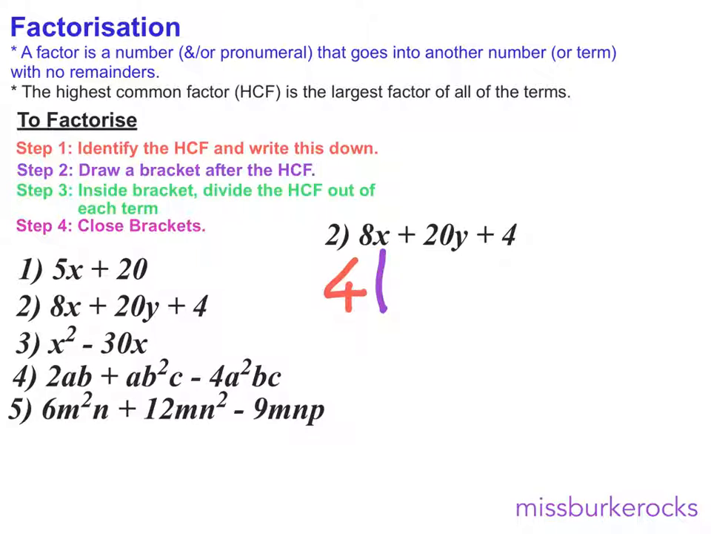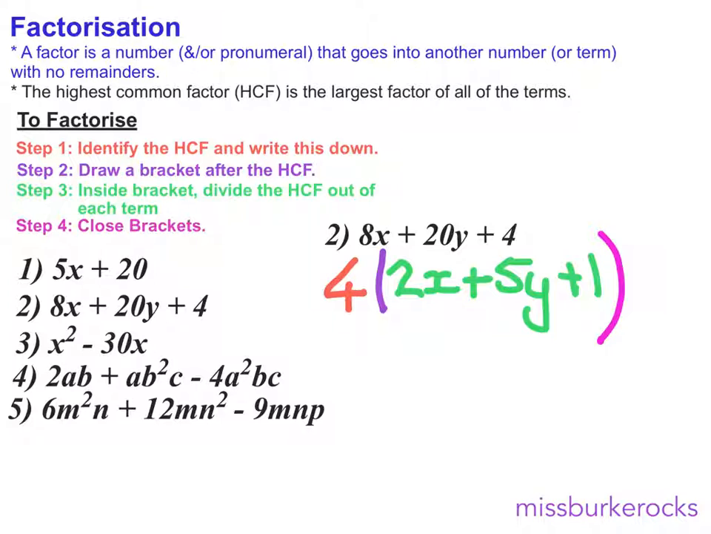Our next step is actually to divide out our highest common factor out of all of our terms. So 8x divided by 4 leaves me with 2x. Positive 20y divided by 4 gives me positive 5y. And positive 4 divided by 4 gives me positive 1. And then I just need to close my brackets.